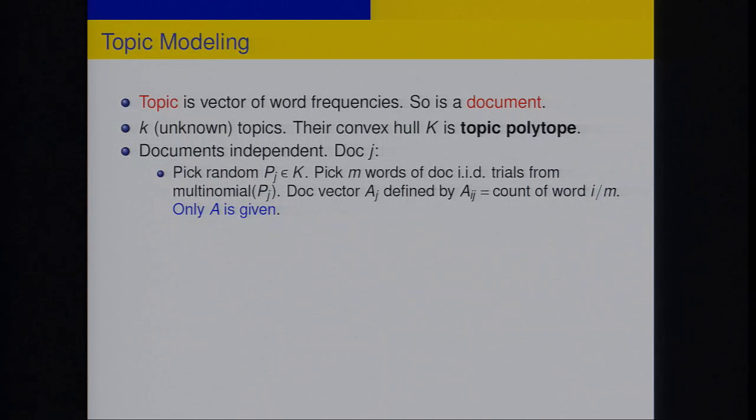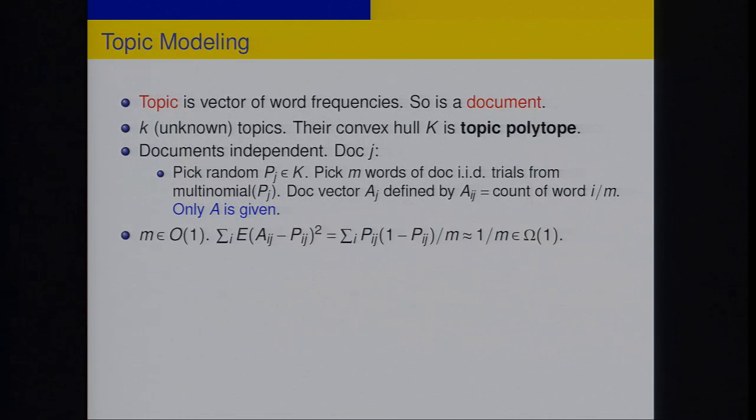And all I give you, this is the red point, all I give you is a document vector, which is the count of each word divided by M because I picked M words. Only A is given. So only the red points are given to you, right? It's data. Now, M is often just a very small constant. The number of samples, the number of documents, may grow, but the number of words per document often doesn't grow.